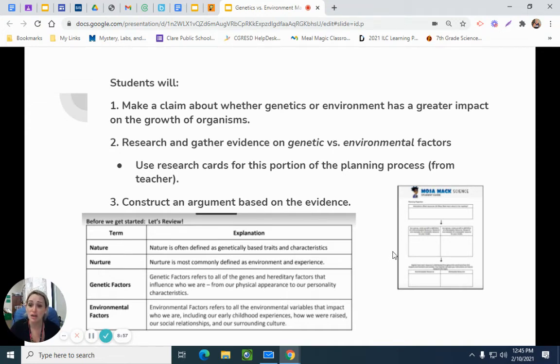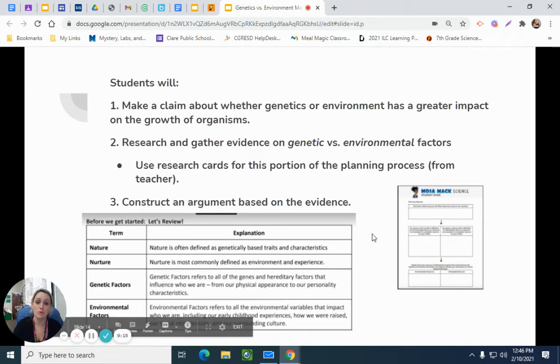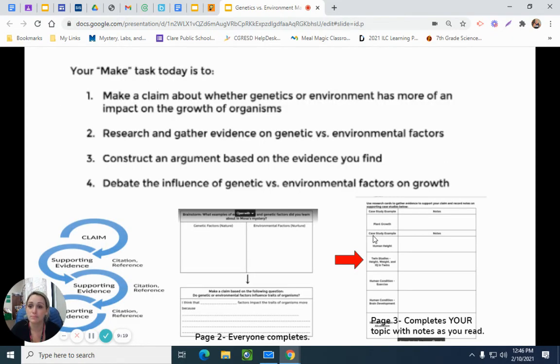You're going to research genetic and environmental factors, and then you'll use, so this is what your notes need to be. This will be from today. We'll go through this, make sure that you have these definitions to help you get started in your research. And then you're going to use this part of your graphic organizer to go through the process of constructing an argument based on evidence. So you'll make your claim, okay?